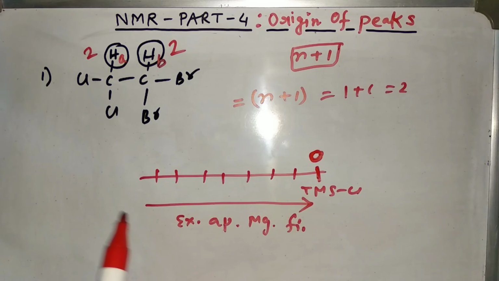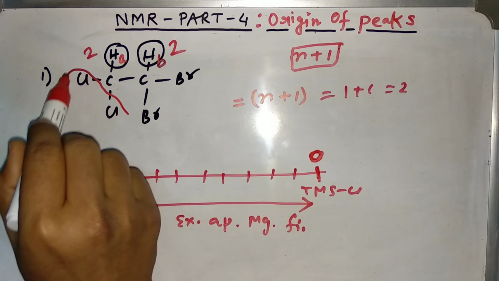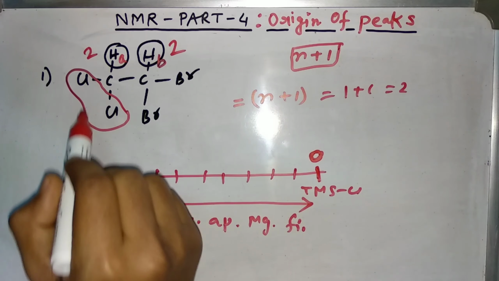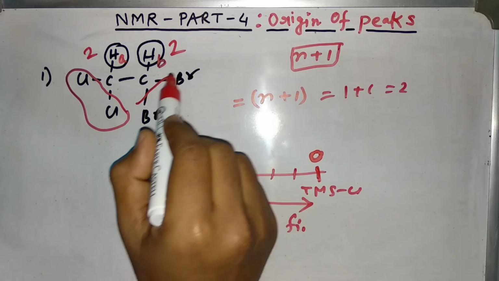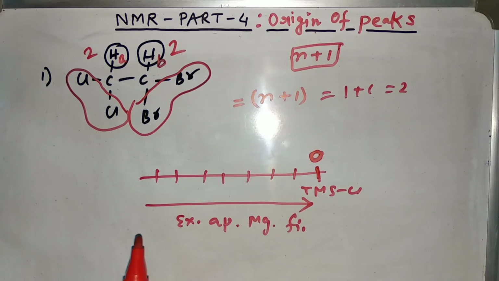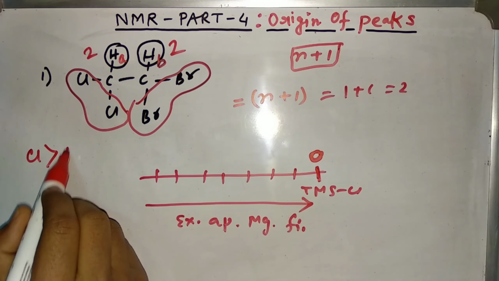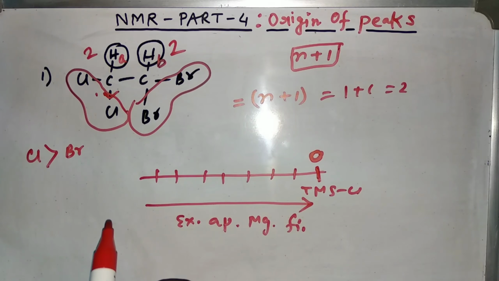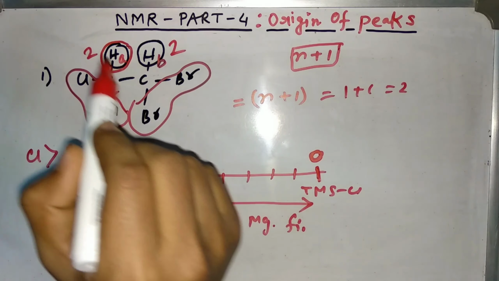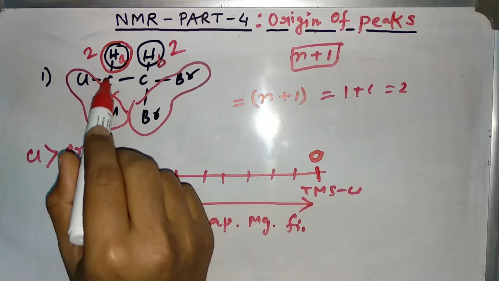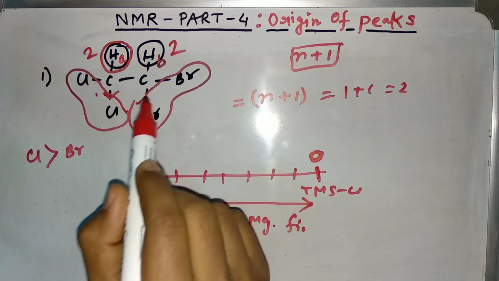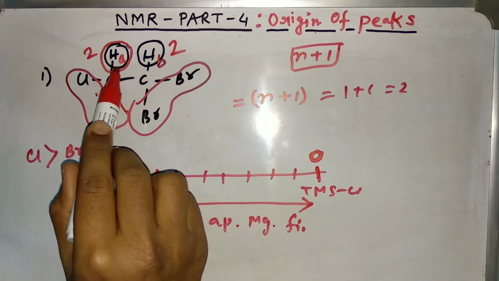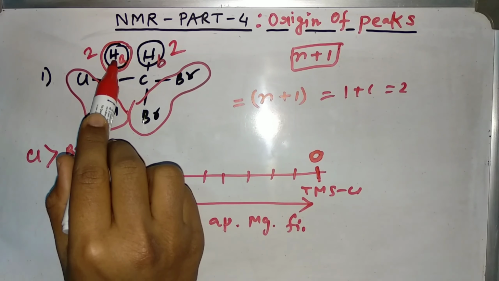Now this proton is connected with chlorine, and with this one the attached electronegative atom is bromine. You know the electronegativity of chlorine is greater than bromine, so chlorine will attract the electrons towards itself much more than bromine. So the electron density near this proton will be less in the case of HA, and in the case of HB slightly greater than HA. So the electron cloud near HA will decrease.